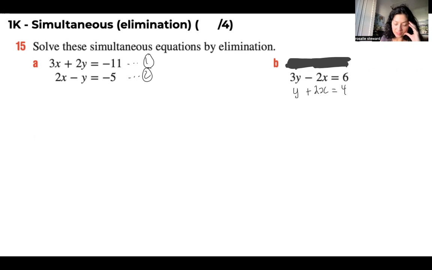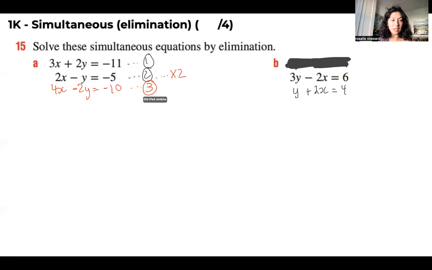The next thing I'm going to do is decide which variable I'm going to get rid of, the x's, 3x and 2x, or the 2y and the y. Now, 2y and y are going to be simpler to multiply. However, they're not the same size yet. One's a 2y, one's a y, meaning that I can multiply the entire second equation by 2. And that will mean that they're the same size now. So I'm going to multiply that entire second equation by 2. So I've got now 4x minus 2y equals minus 10. And that will give me a new equation, number 3.